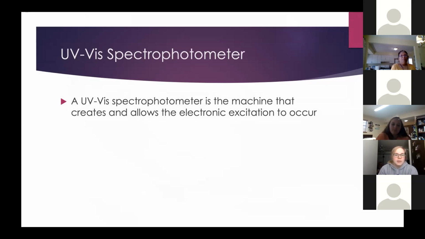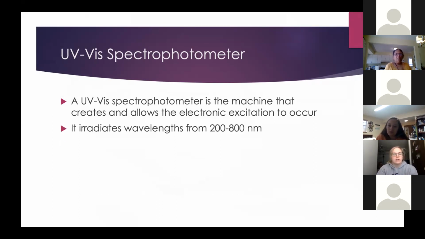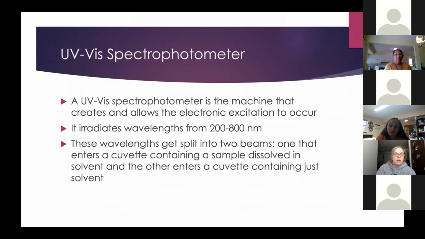Okay, and then to get this spectrum, we use a UV-Vis spectrophotometer. And that's the machine that creates and allows the electronic excitation to occur. So it irradiates the compound with a wavelength from 200 to 800 nanometers. And then these wavelengths get split into two beams.